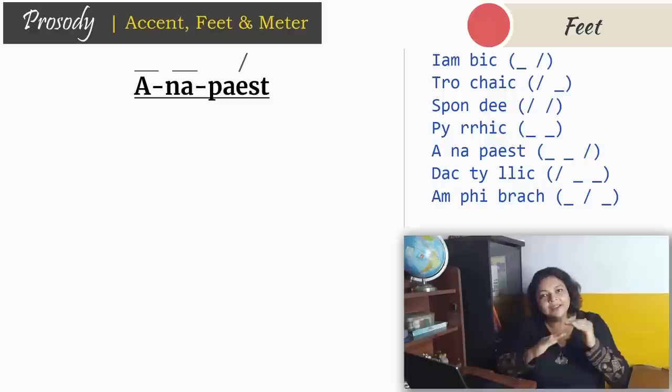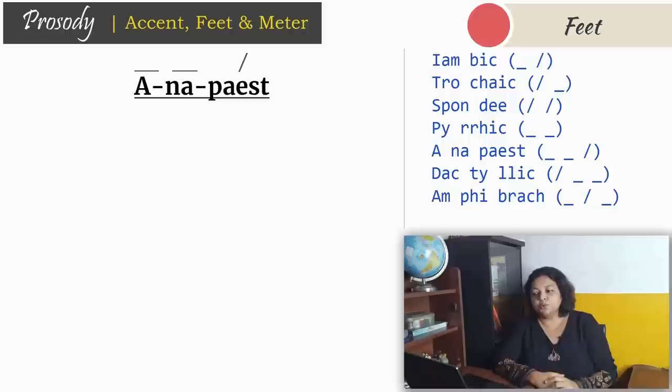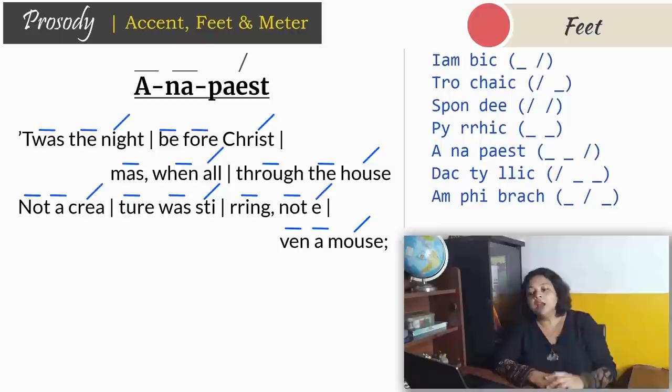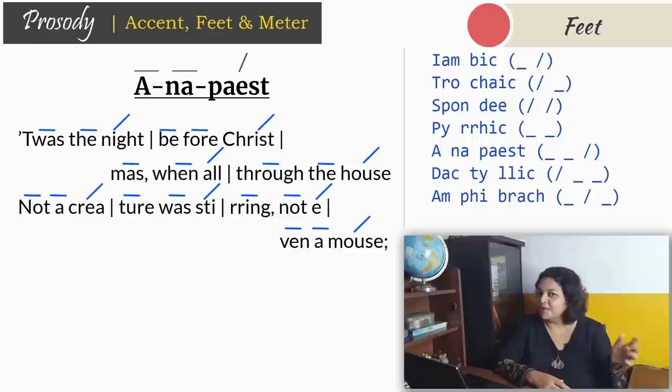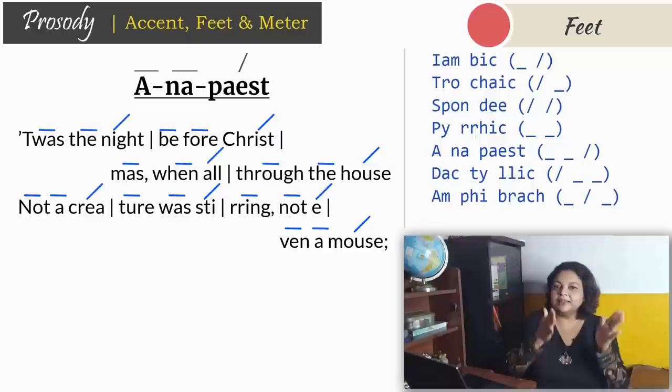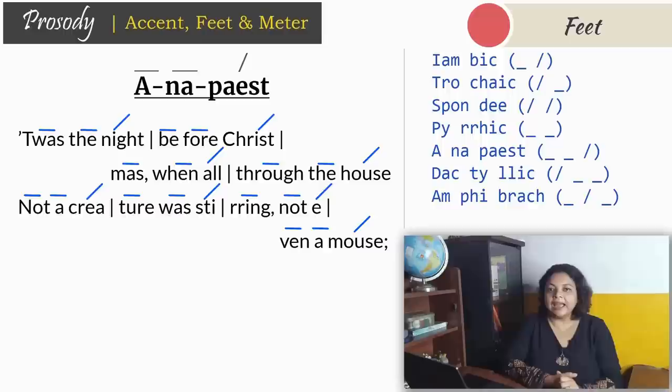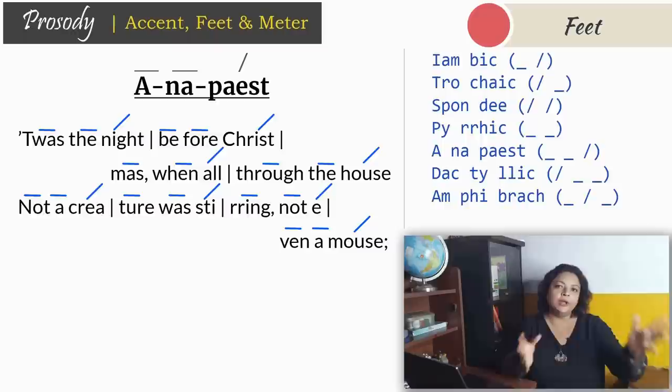To make things clear, let me give you an example. Okay, let's look at this poem. "'Twas the night before Christmas when all through the house not a creature was stirring, not even a mouse." See, it's so flowy and rhythmic, and you have all the time in the world kind of an effect. So that is an anapaestic poem. Usually you don't have whole poems written in anapaestic feet.